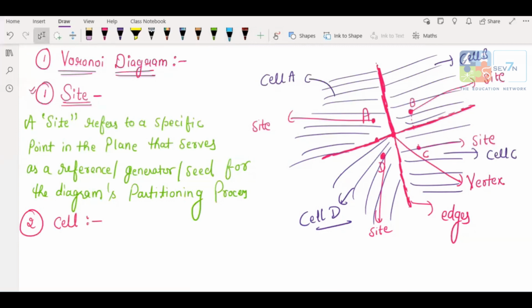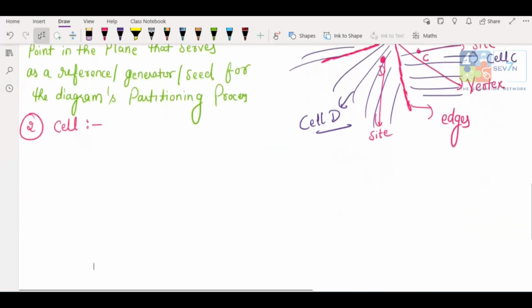So the definition of a cell will be: each site, means ABCD, is surrounded by a region.